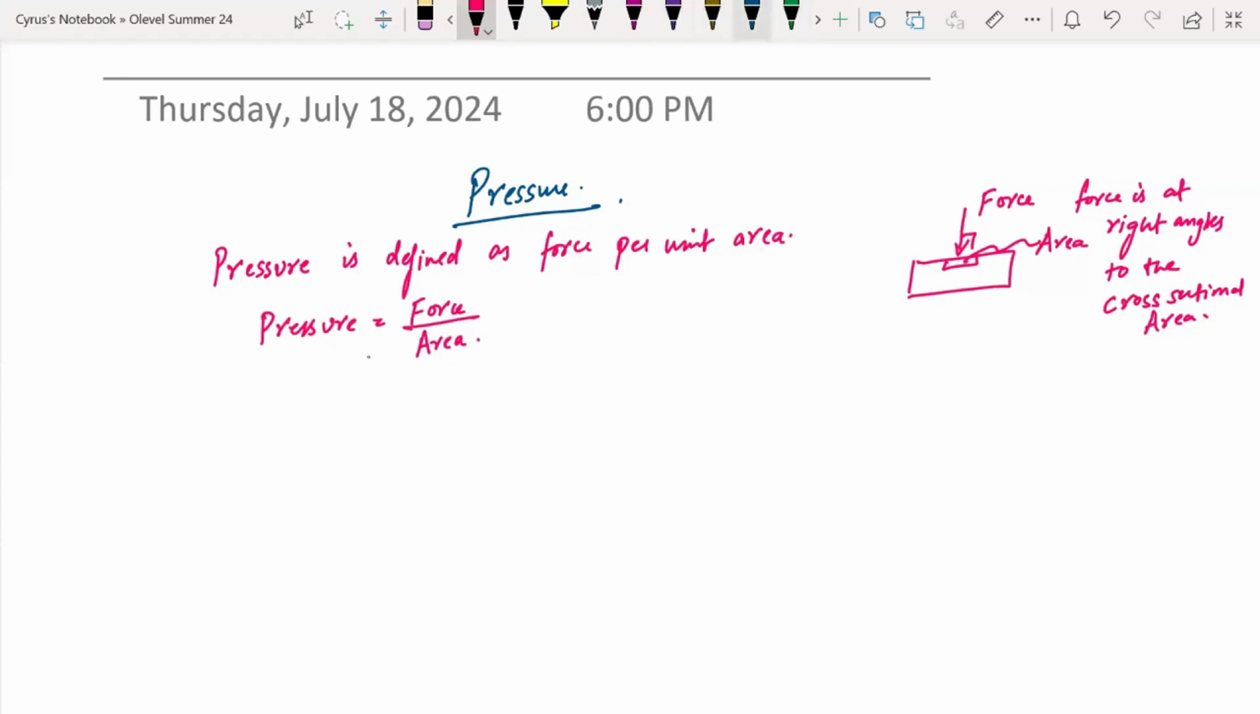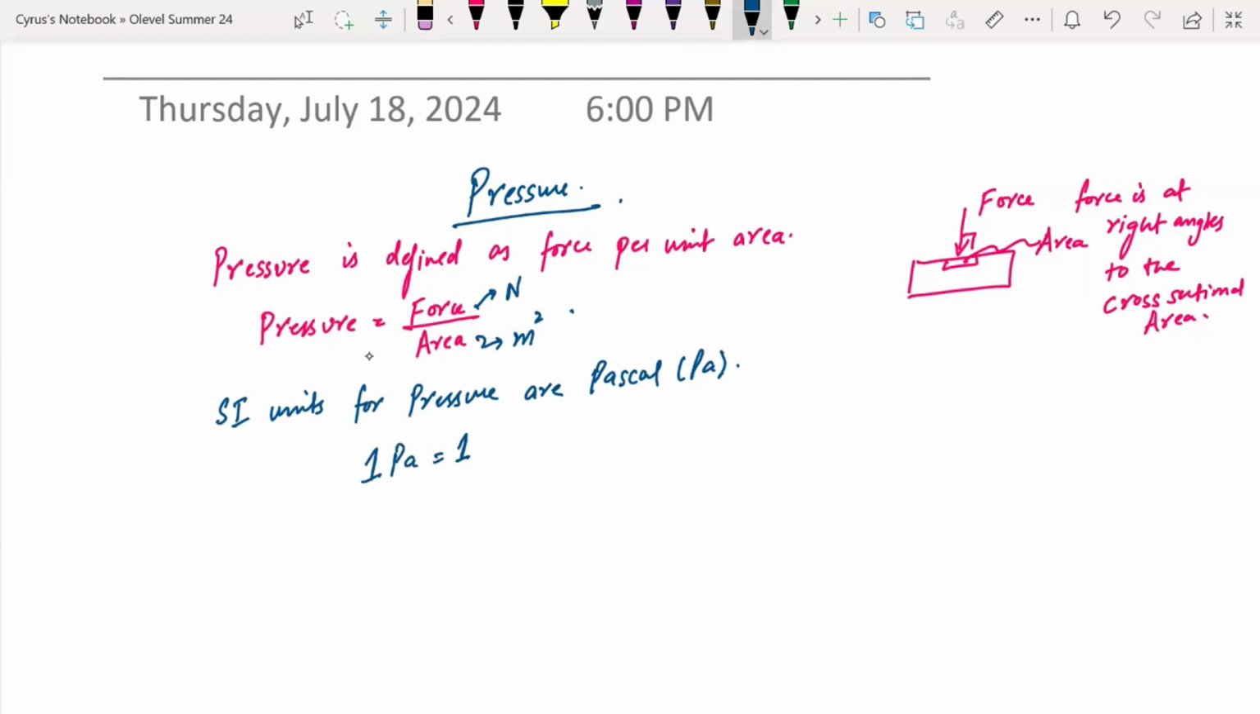You should know that the force here is in newtons, area is in meters square. So SI units for pressure are what? Pascal, Pa. And you should know that 1 Pascal is equal to 1 Newton per meter square.